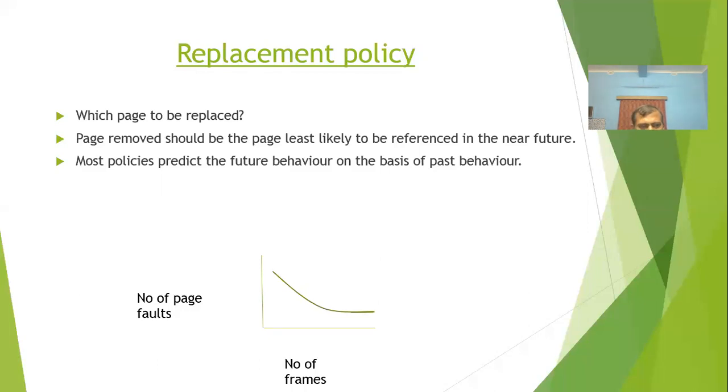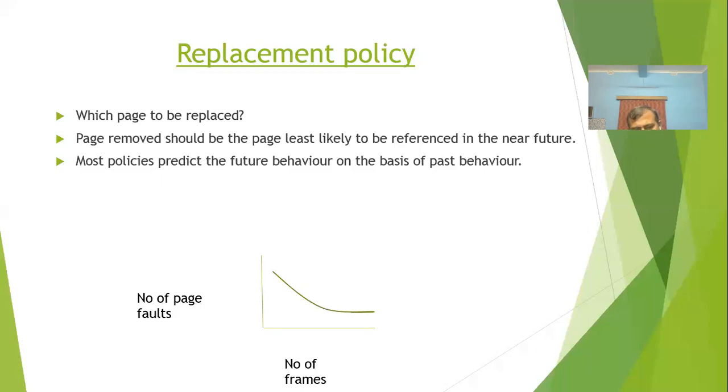Again, that is some kind of a mechanism that we can implement. And the third point is most of the policies predict the future behavior on the basis of the past behavior. Now, the way a particular process has behaved in the past, that means the particular pages that it referenced, we may study those references and we can assume the future request by studying that past behavior of the process and make some decisions accordingly. So these are basically some sort of policy decisions which need to be taken care of.